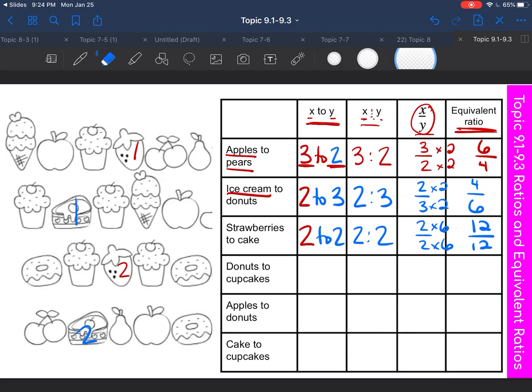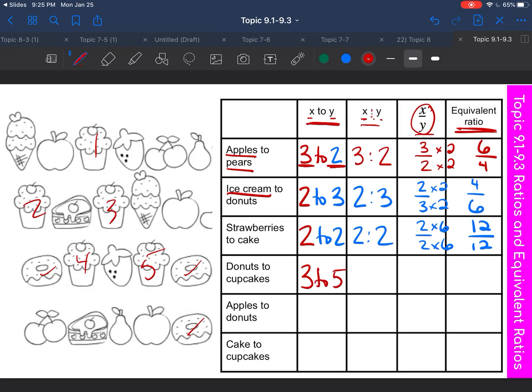Okay, let's look at donuts to cupcakes. Donuts, we have 1, 2, 3. We found that earlier. 3 to cupcakes. 1, 2, 3, 4, 5 cupcakes. So 3 to 5. We can write it like this, and we can write it like this. And then you can multiply top and bottom by anything you'd like. Let's do 3. Why not? You can get 9/15, or 9 to 15 as our equivalent ratio.